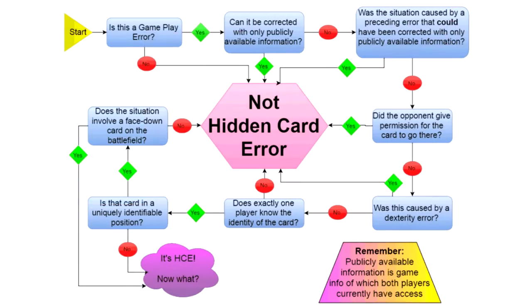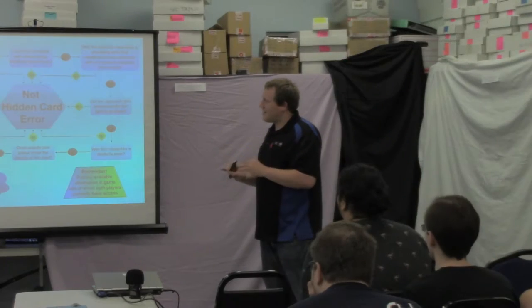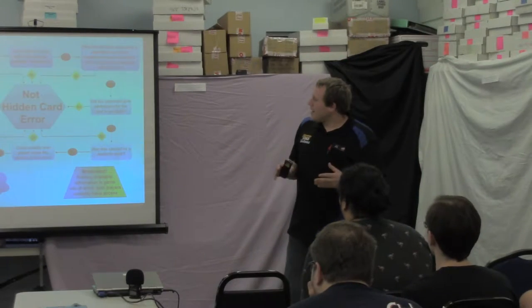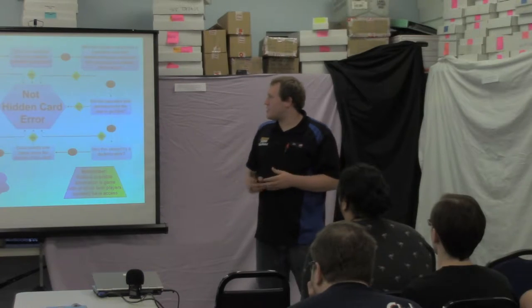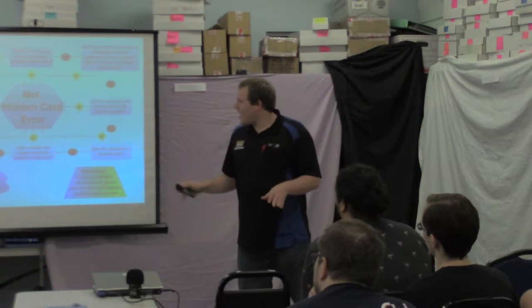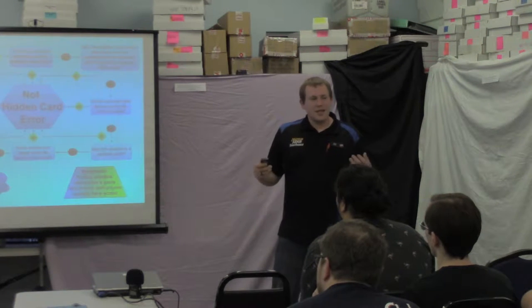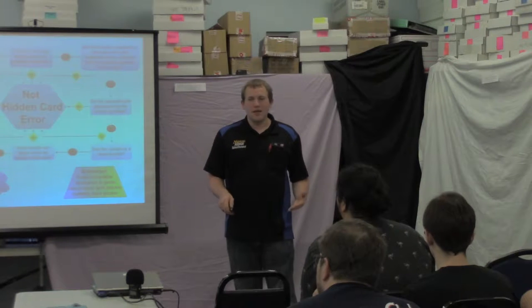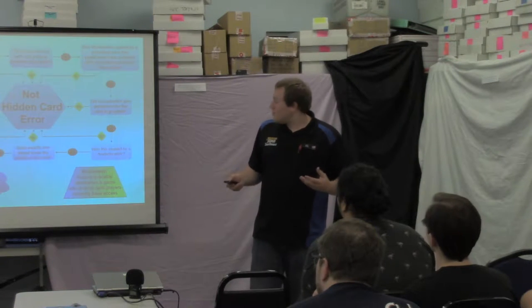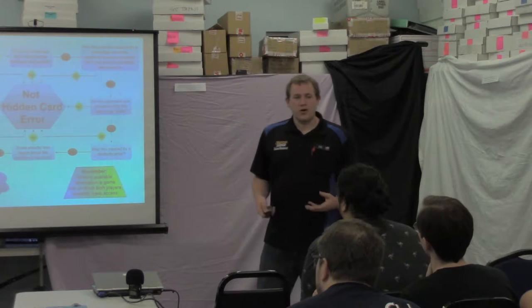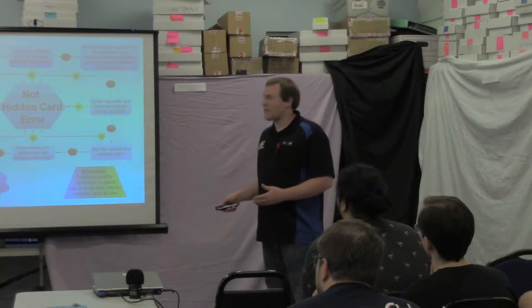So, this is my visualization of how to figure out if an error is HCE. Looks fairly convoluted, but it's broken down into very basic questions. There are just 8 very simple questions. And if you understood drawing extra cards, all these questions were questions you already had to ask yourself, is this drawing extra cards?